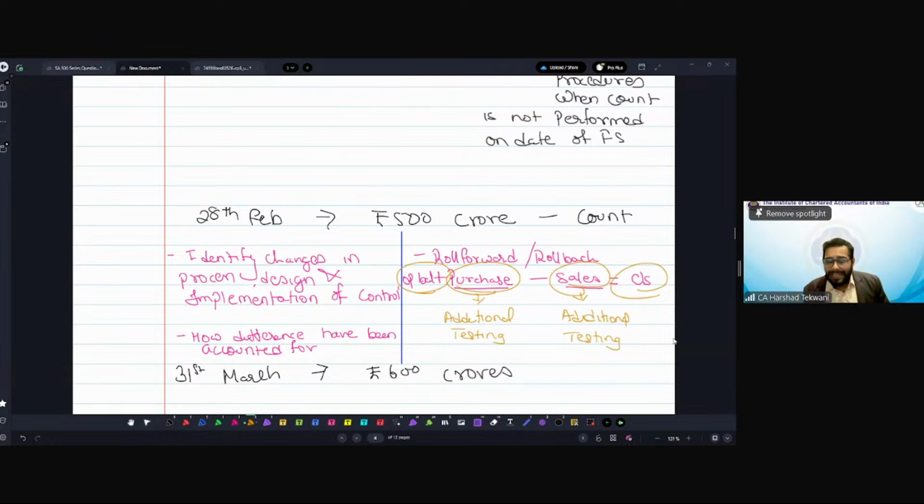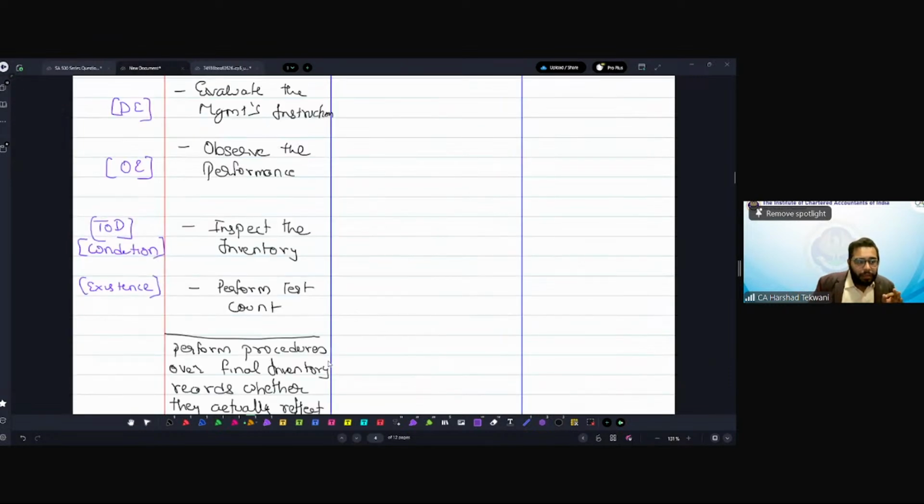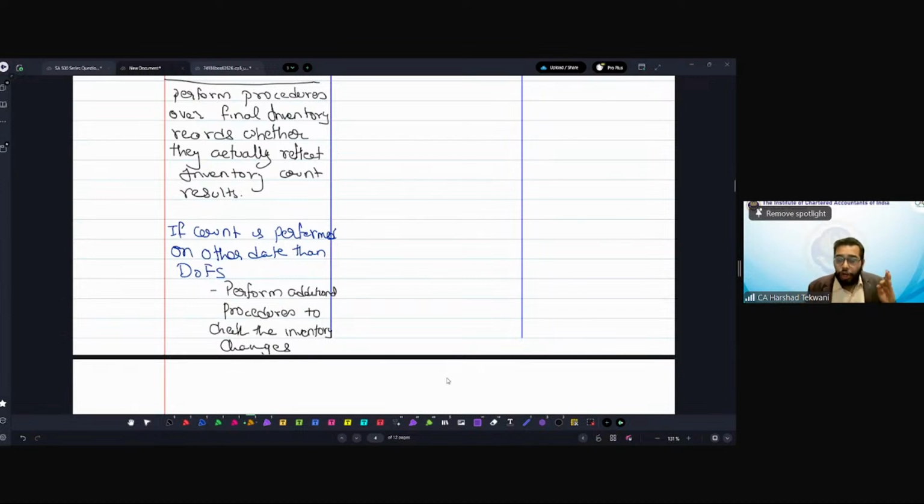Clear? Any doubt with this? So what I will do is basically perform additional procedures to check the changes in the inventory, which includes change in the process, which includes recording of the deviation, which includes rollback and roll forward procedures. Any doubt?